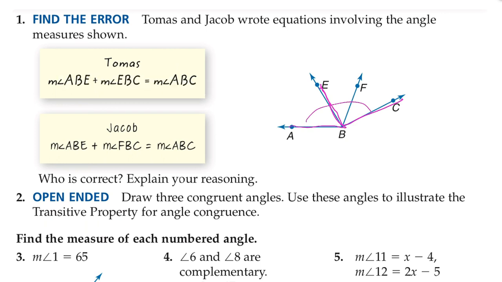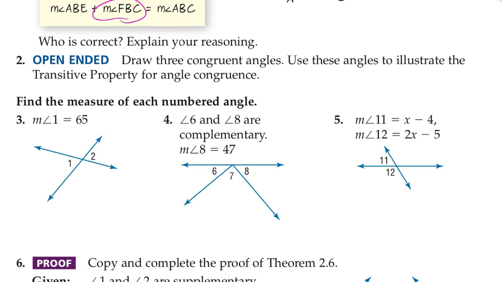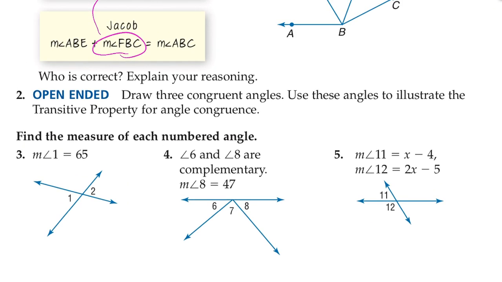Clear as day, right? The next person says the measure of angle ABE, so that same angle ABE here, plus the measure of angle FBC, this angle here, adds up to the measure of this whole angle. That's not true. We're missing that middle portion in the addition. So no, that is not true, okay? All right, so this one, the error was he should have used angle EBC, otherwise he's missing a piece of the larger angle.